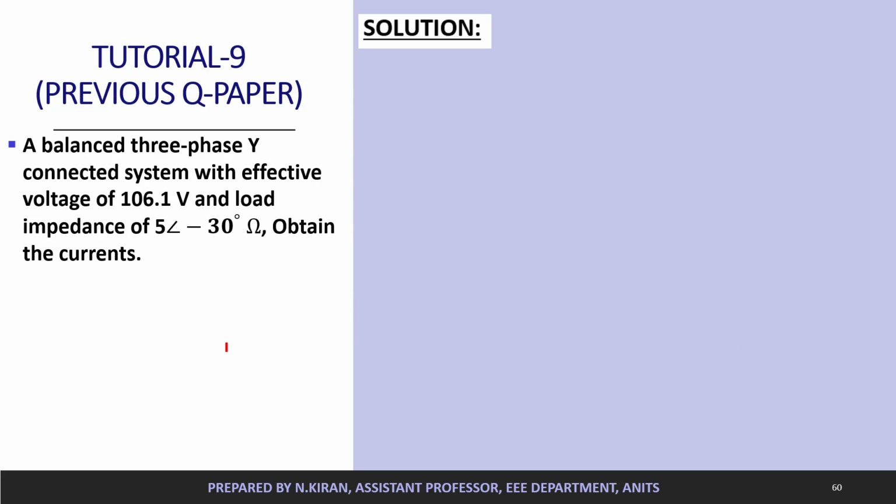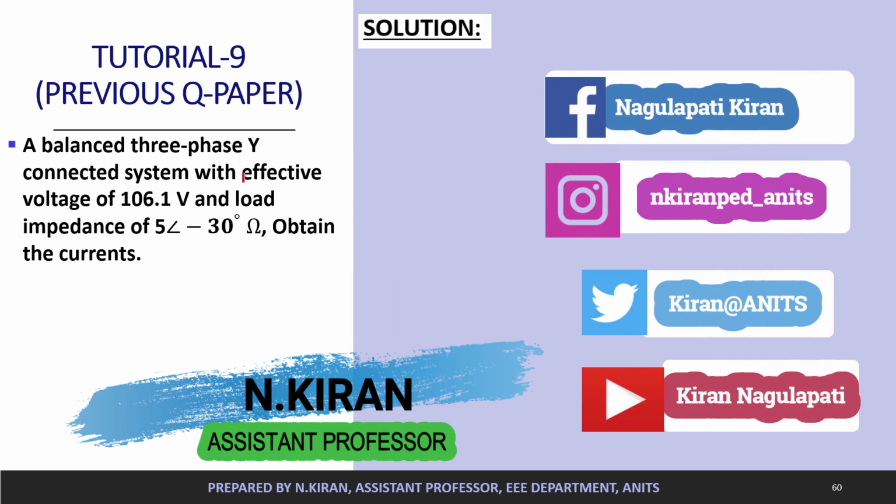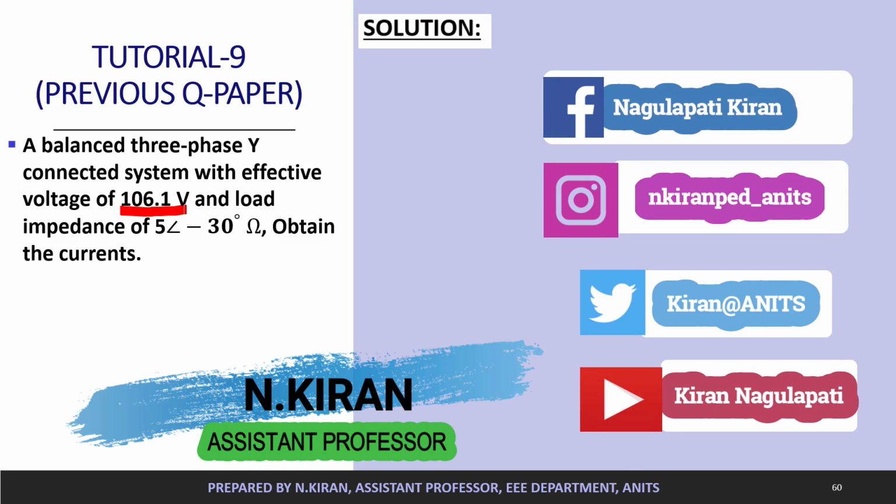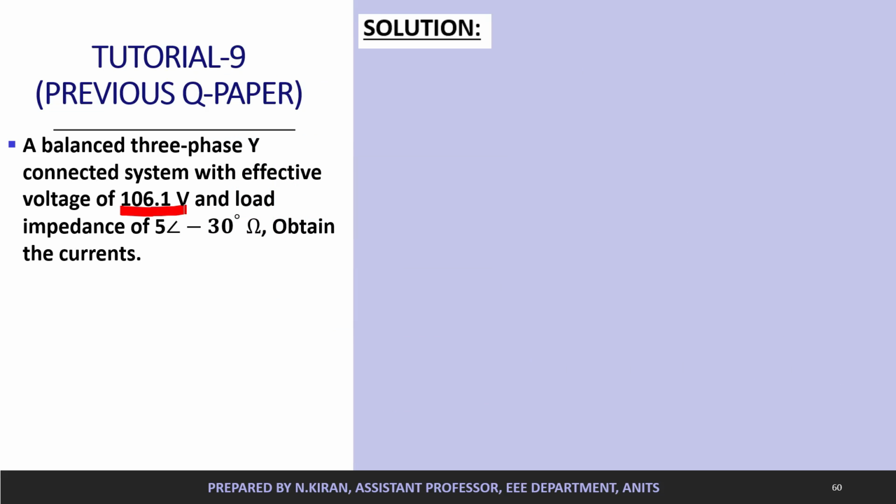The ninth tutorial: a balanced three-phase star connected system with an effective voltage of 106.1 volts and load impedance of 5 at an angle of minus 30 ohms. It asks us to calculate currents, that is both line currents as well as phase currents.